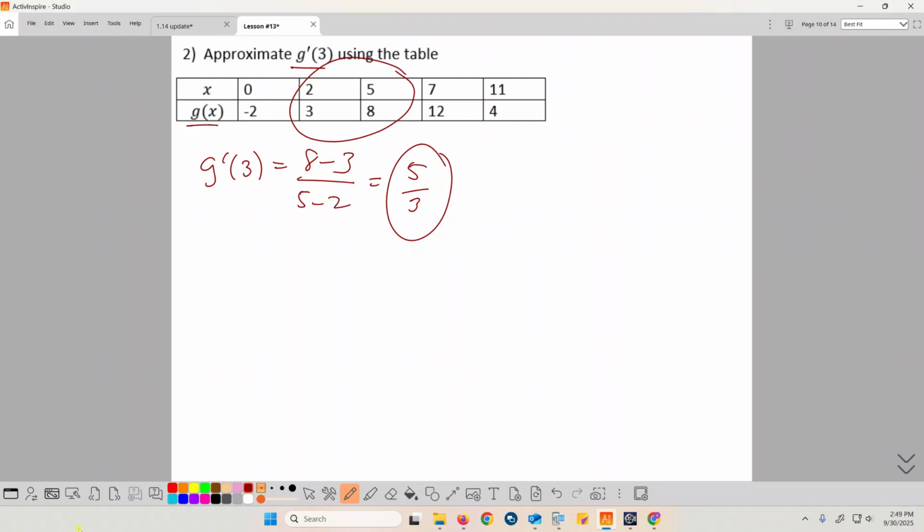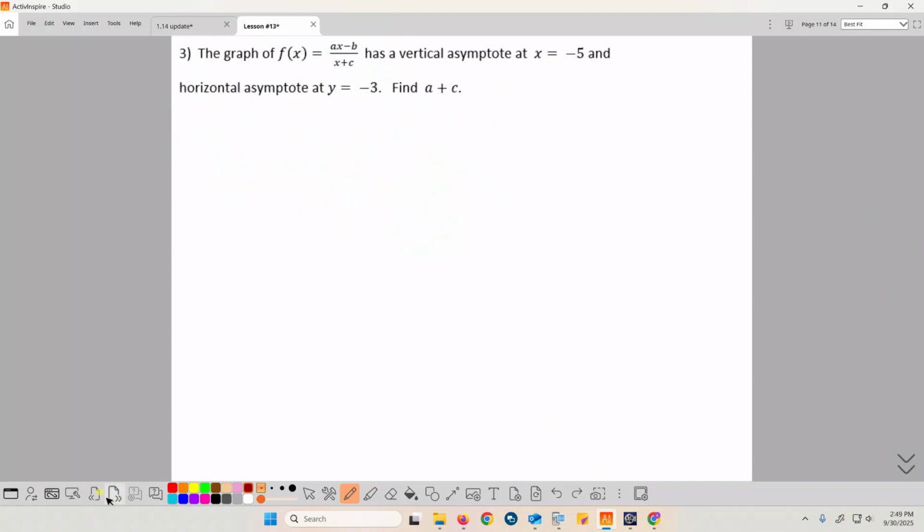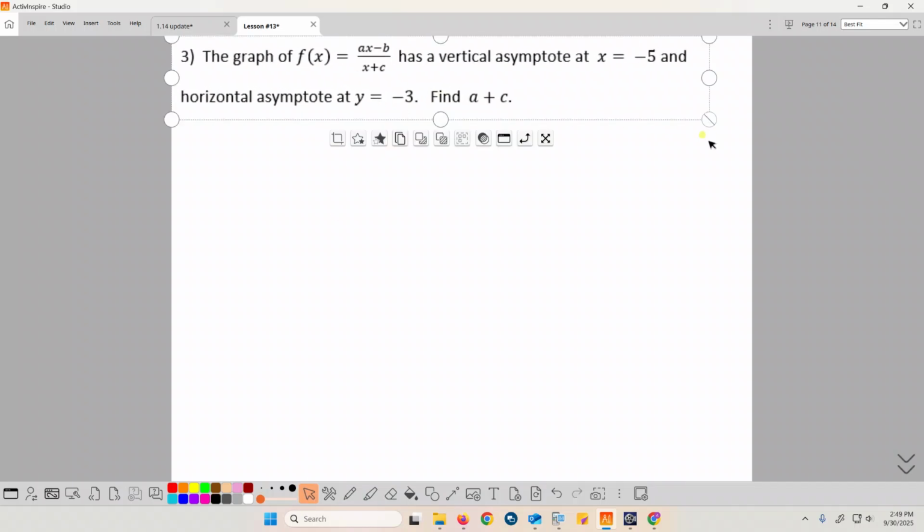All right, let's do a couple other questions. Again, not related to this section at all, just to review a couple things, okay? The graph of the function f of x equals ax minus b over x plus c. It has a vertical asymptote at x equals -5 and a horizontal asymptote at y equals -3. So find a plus c.